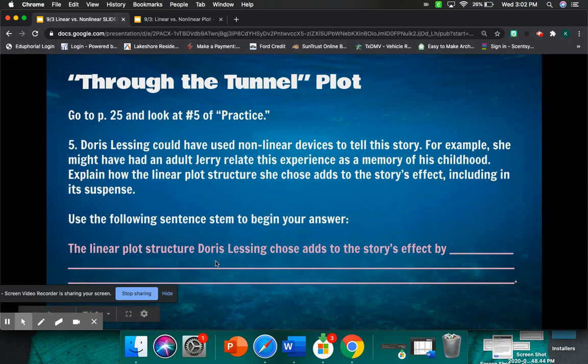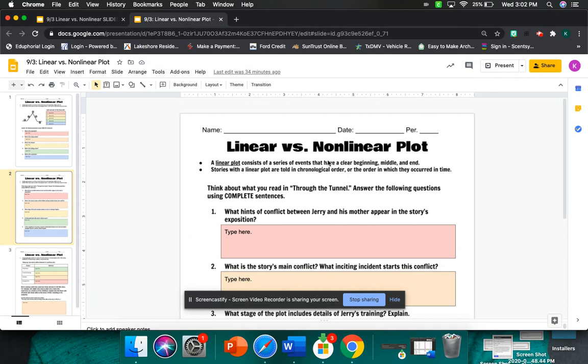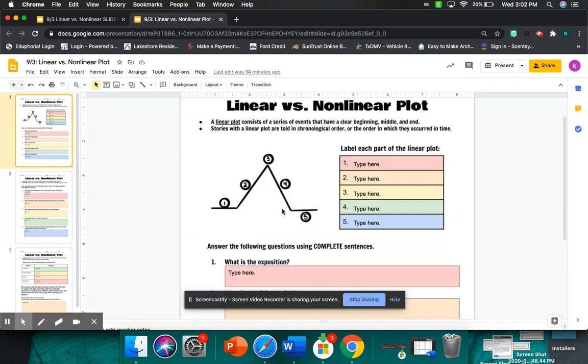The linear plot structure Doris Lessing chose adds to the story's effect by, and then you tell me, helping create suspense. Suspense is created because nobody knows what's going to happen next. There's no foreshadowing, something like that, okay? You need to use complete sentences. When you answer all of your questions, this is what your worksheet looks like. Here's page 1. You're going to click in the box, erase, and then type your answer.